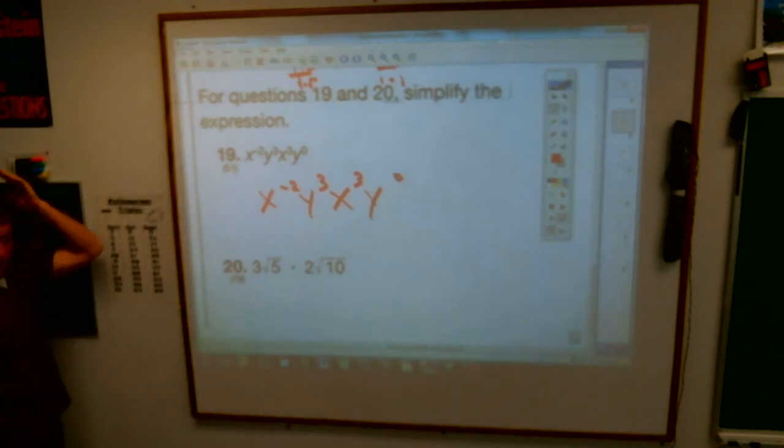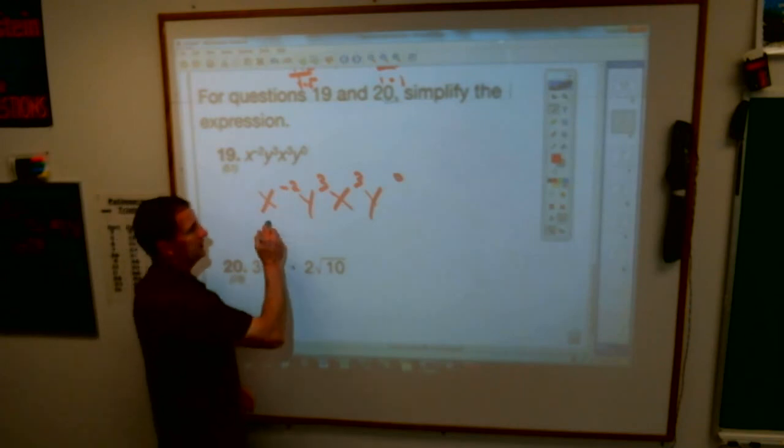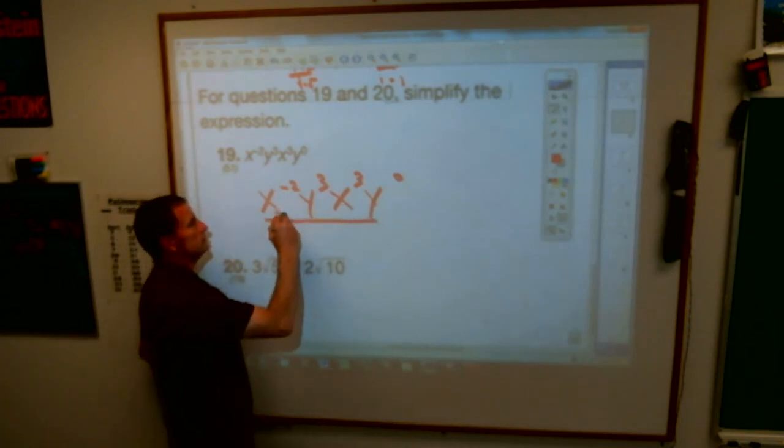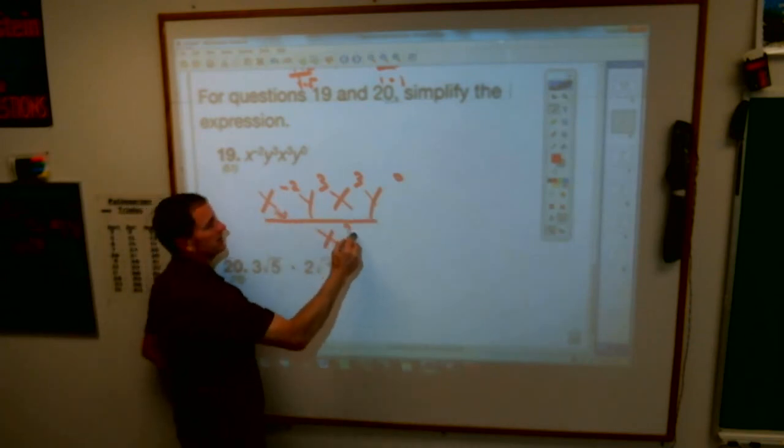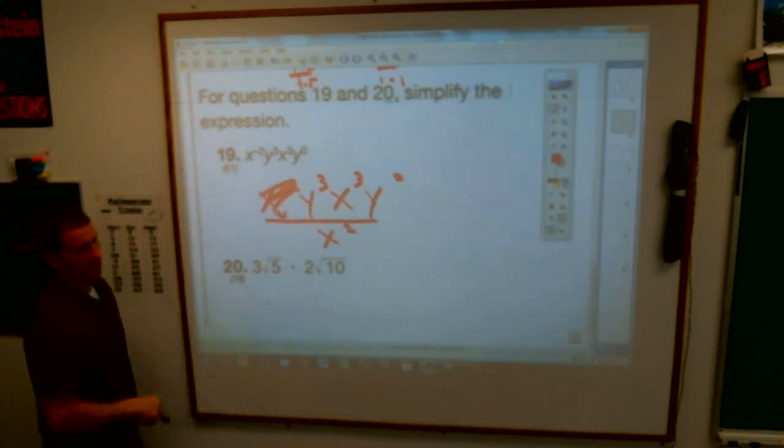x to the negative 2, y to the 3, x to the 3, y to the 0. Anybody, first thing you do there is? Yeah, we don't deal with negative exponents, so it has to go from the top down to the bottom to become an x to the positive 2 power. Now they're all positive, I just need to simplify.